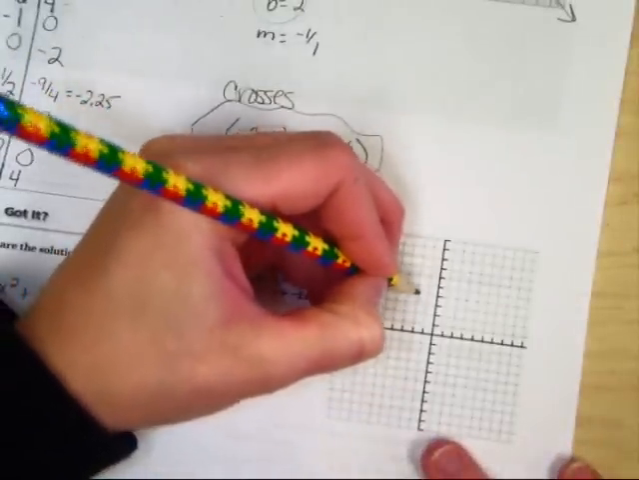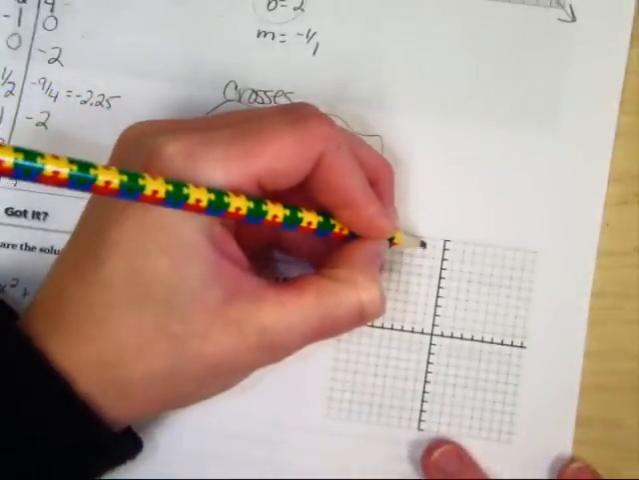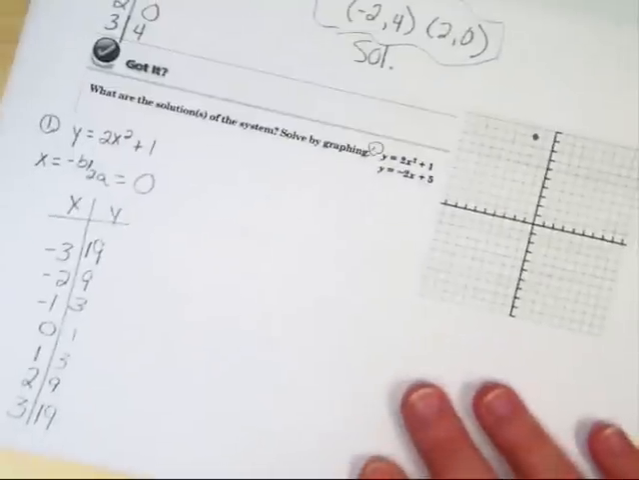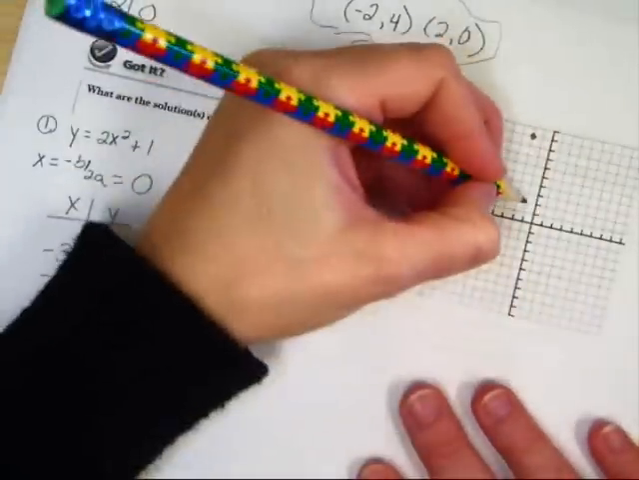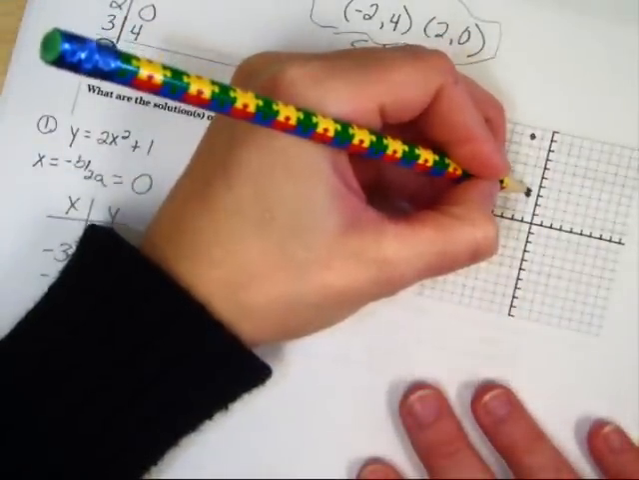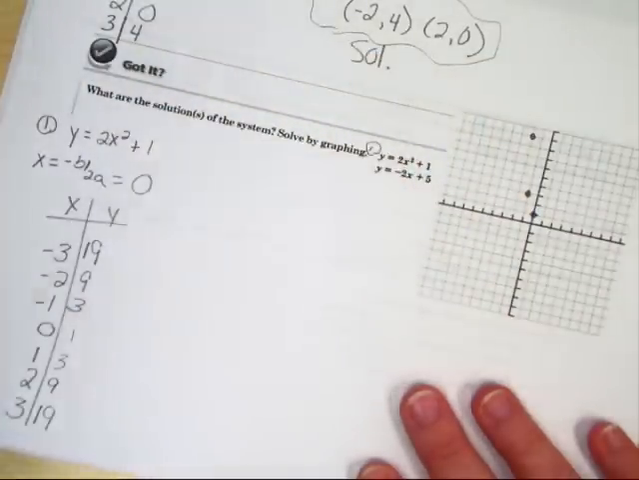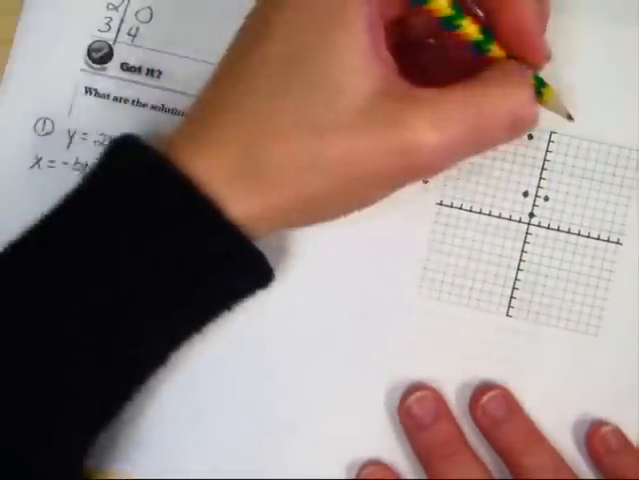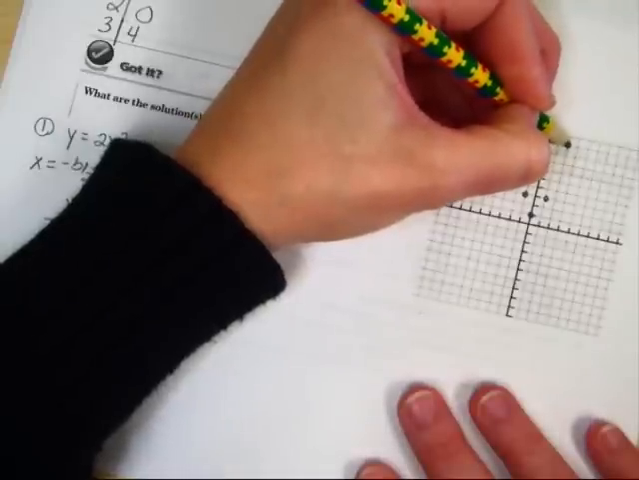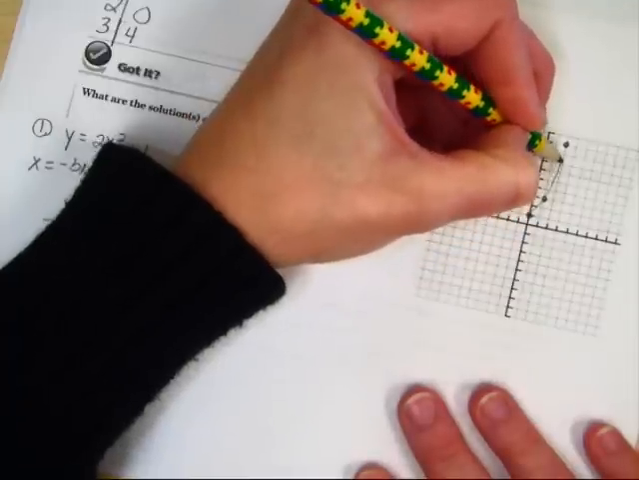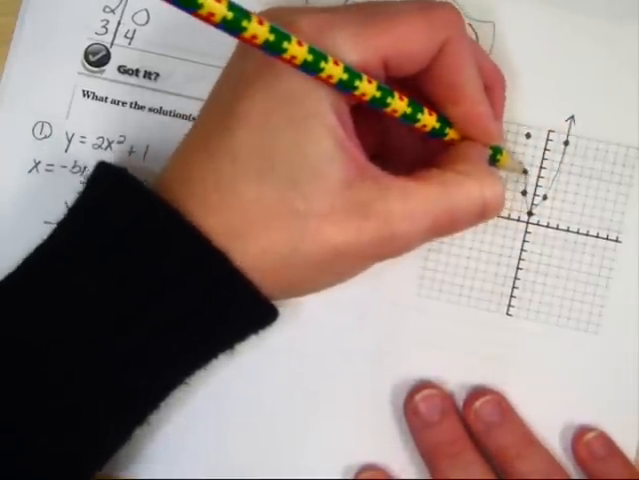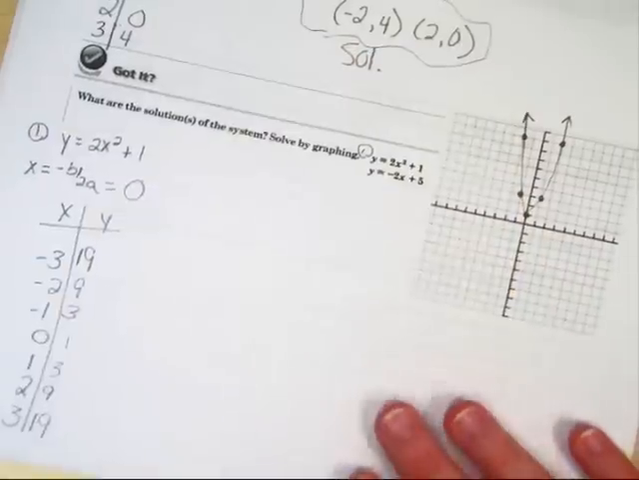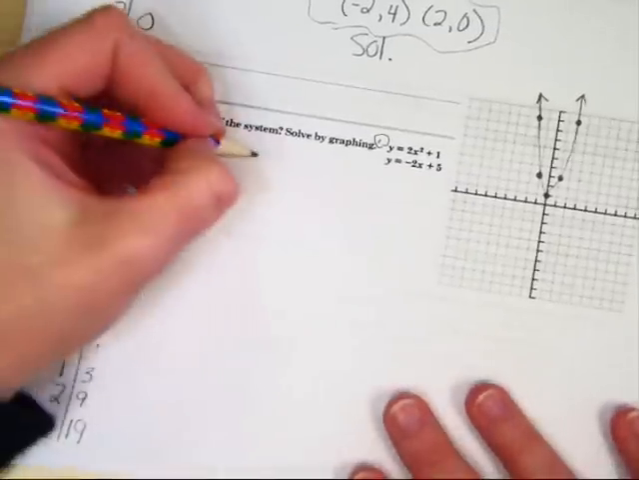Okay, so I'm going to do negative 2, 9. I'm going to do negative 1, 3. 0, 1. 1, 3. And 2, 9. I'll graph my parabola. And now I'm going to go to equation number 2.